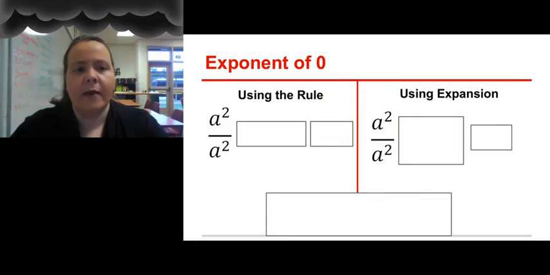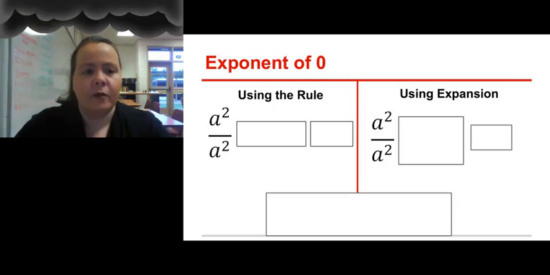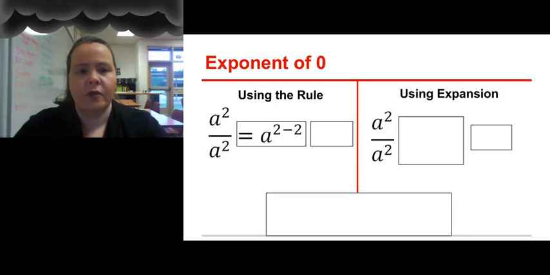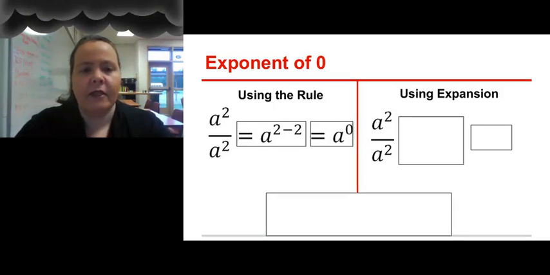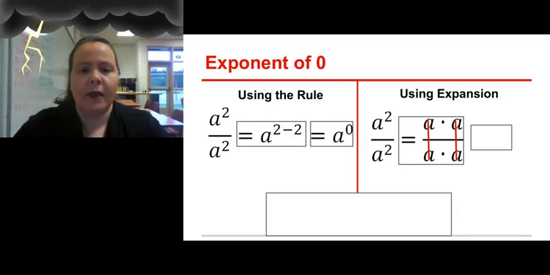Now, let's think about an exponent of 0. If we use the rule here, we have a squared divided by a squared. That gives us a to the 2 minus 2, which gives us a to the 0. And on the side using expansion, we have a squared divided by a squared. And if we expand those out, we have a multiplied 2 times divided by a multiplied 2 times, and both of those are going to cancel. Well, when both of those cancel, we have an answer of 1 in that case.